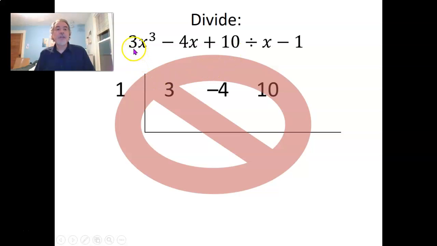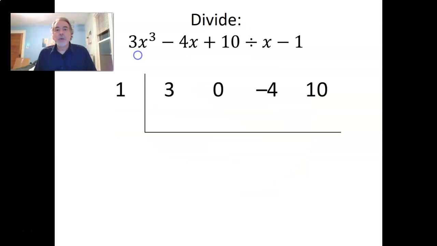So I need a 3 for the 3x cubed, and then I need to put a 0 for the missing x squared term to hold its place, and then a -4 for the x term and a 10 for the constant term. So here is the correct setup. 1 out in front, and then 3, 0, -4, and 10 for the coefficients on x to the third, x to the second, x to the first, and x to the 0, the constant term.